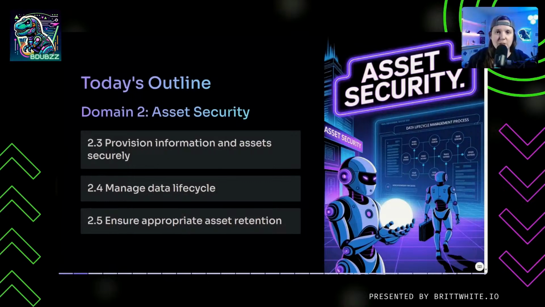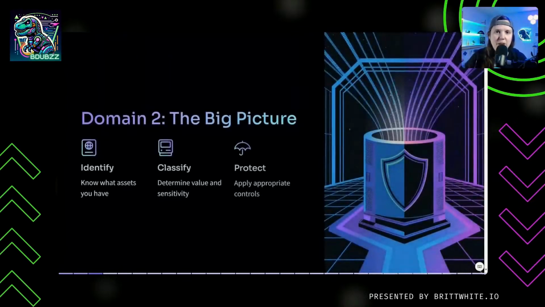Before we jump into the specifics, let's take a quick look at the big picture here. Domain 2, asset security. It's the heart of information security. It's all about recognizing that information and the systems that hold it are valuable. Just like you wouldn't leave your valuables lying around, we need to protect our organization's digital assets. This domain teaches us how to identify what assets we have, figure out how important it is with classification, and then put the right security controls in place to protect our assets.